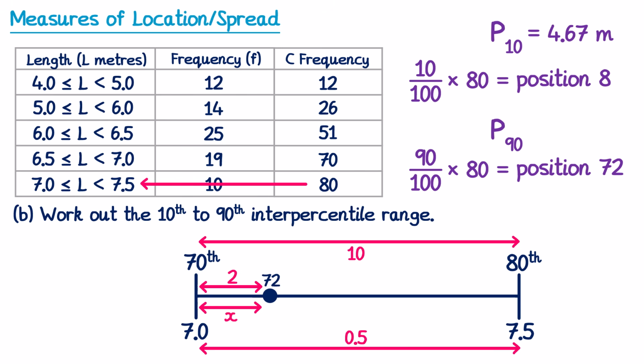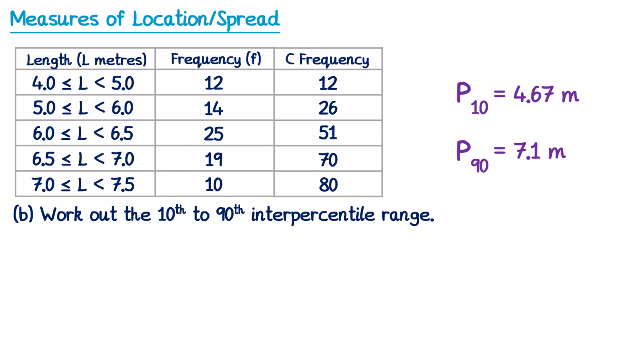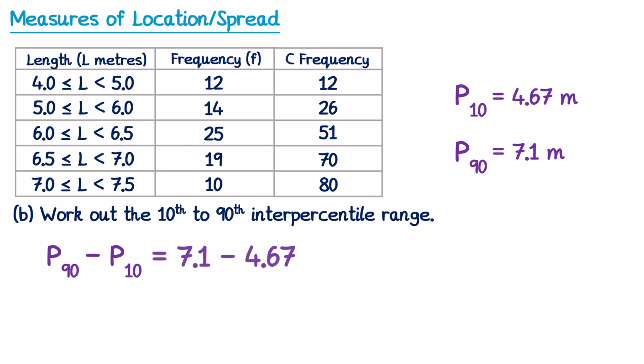Then we set up the equation x over 0.5 is equal to 2 over 10. Multiply both sides by 0.5 and we find that x is 0.1. So if x is 0.1, we can find the value by adding 0.1 to 7, which is 7.1 meters. So we found P90, it's 7.1 meters. Now to find the interpercentile range, we simply need to subtract these values. So P90 subtract P10, which is 7.1 subtract 4.67, which is 2.43 meters, and the answer to the question.